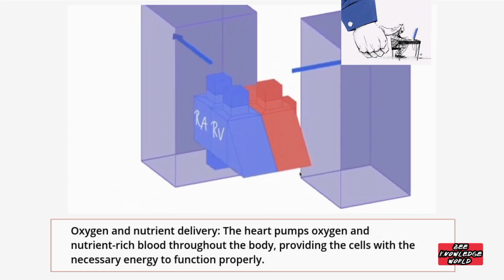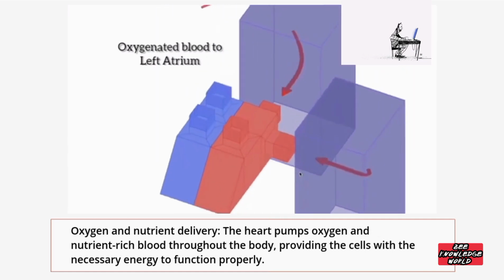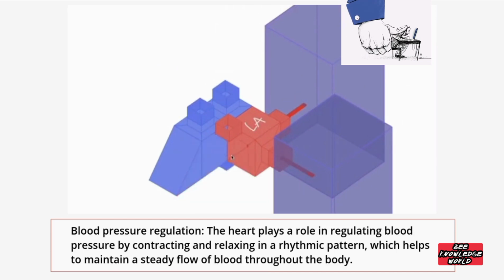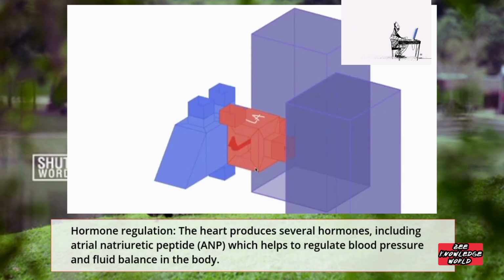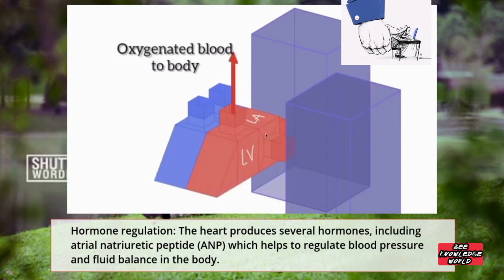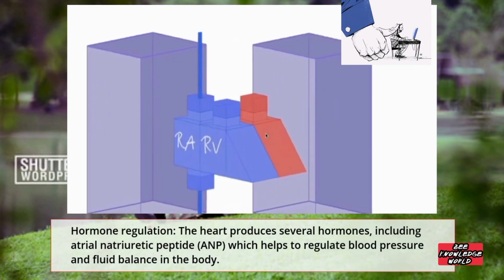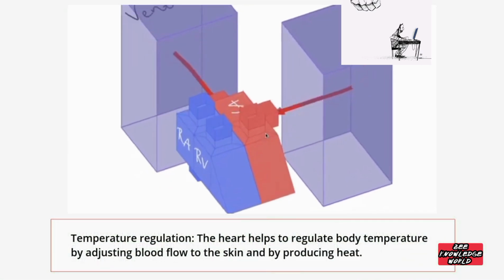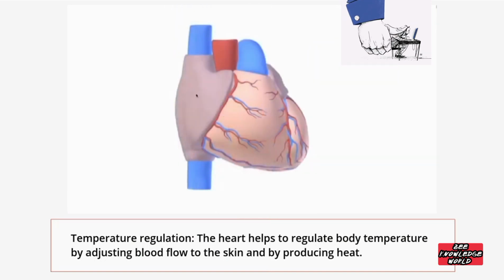Waste removal. The heart is responsible for pumping deoxygenated blood to the lungs, where it receives oxygen and eliminates carbon dioxide. Hormone regulation. The heart produces several hormones, including atrial natriuretic peptide (ANP), which helps to regulate blood pressure and fluid balance in the body. Temperature regulation. The heart helps to regulate body temperature by adjusting blood flow to the skin and by producing heat.